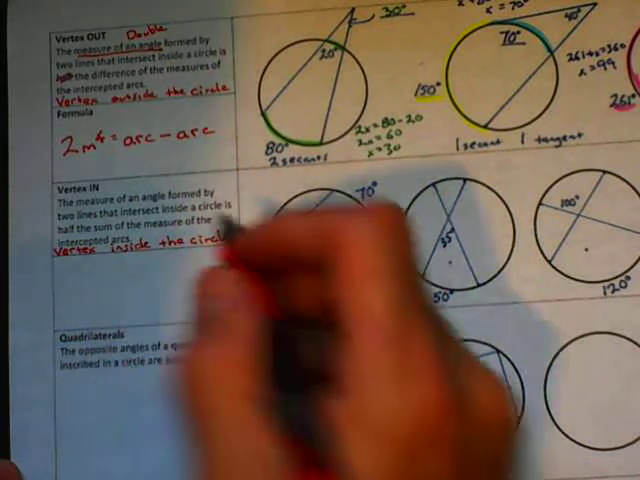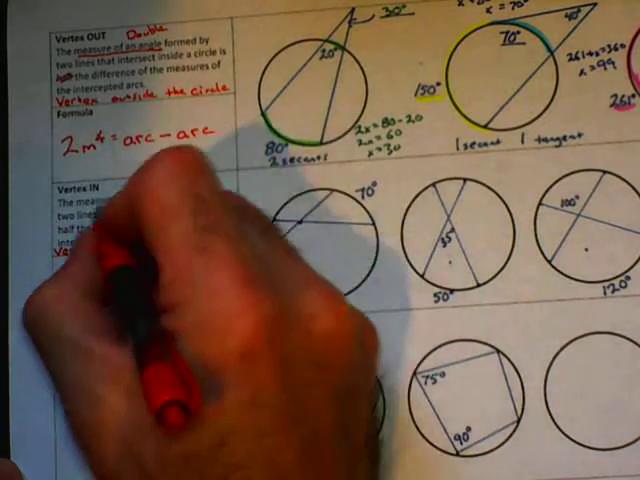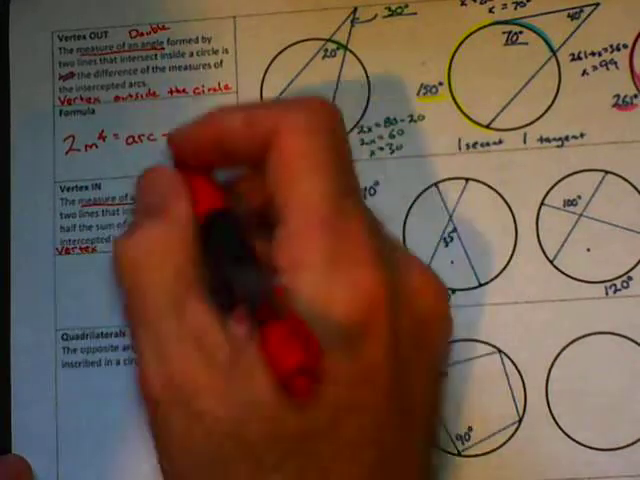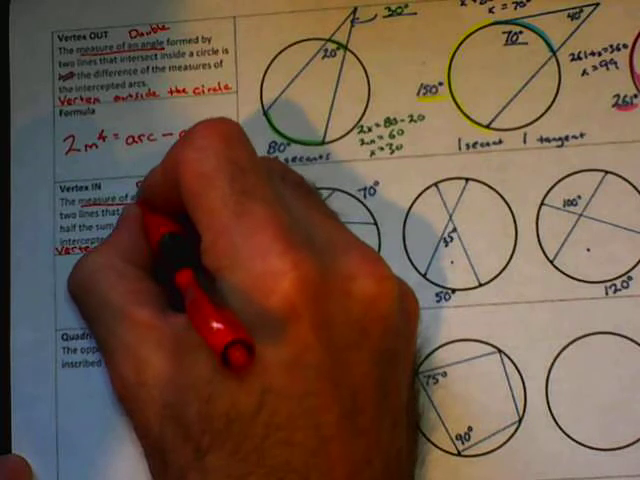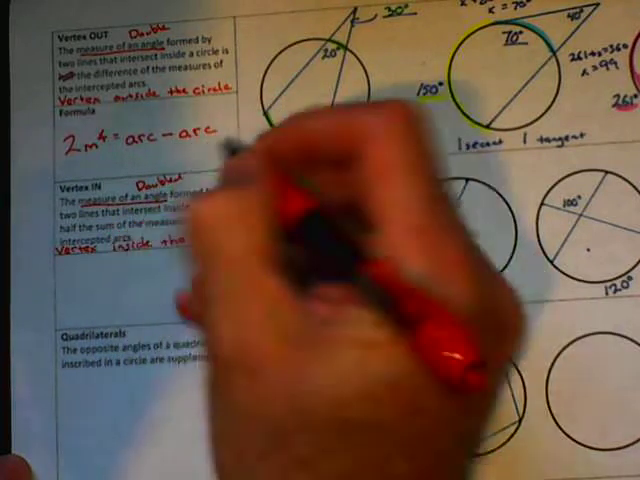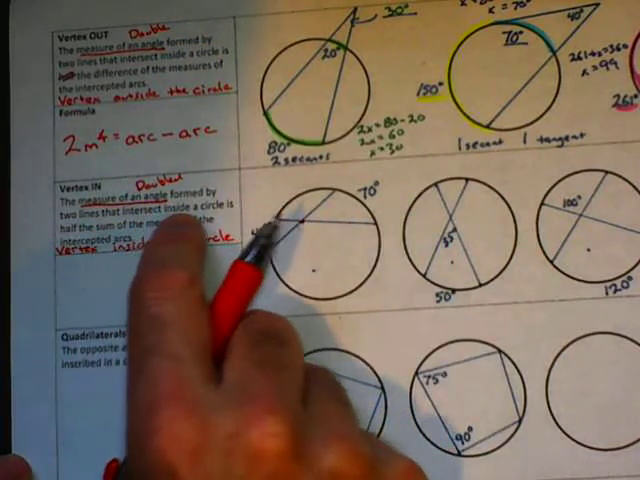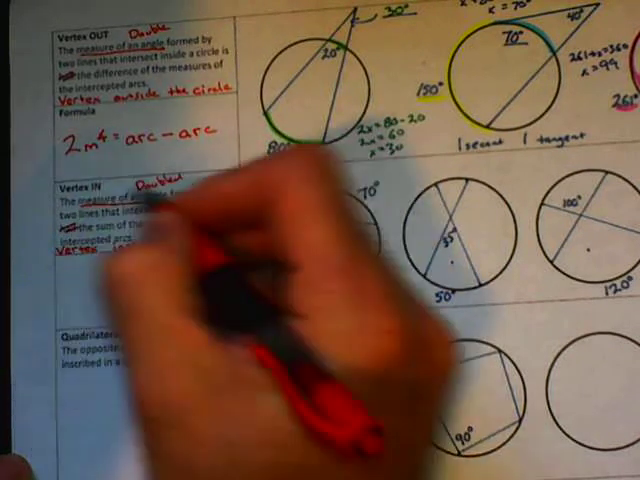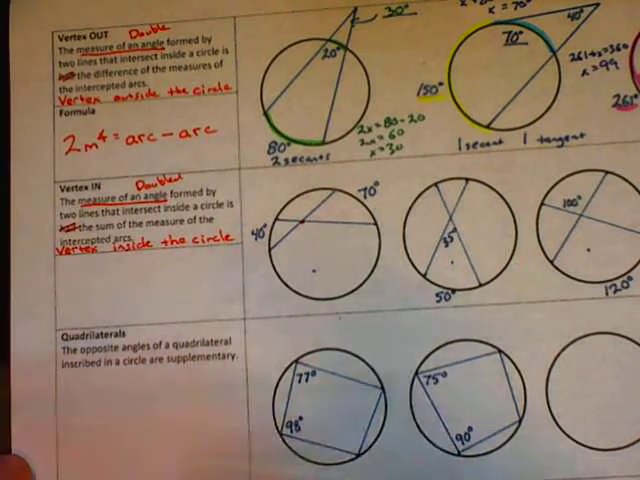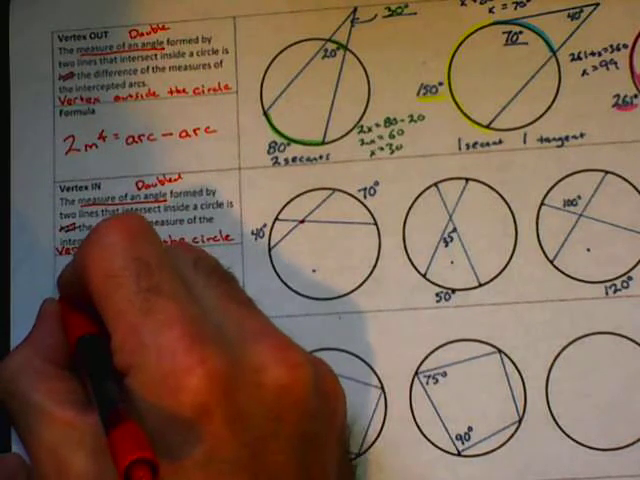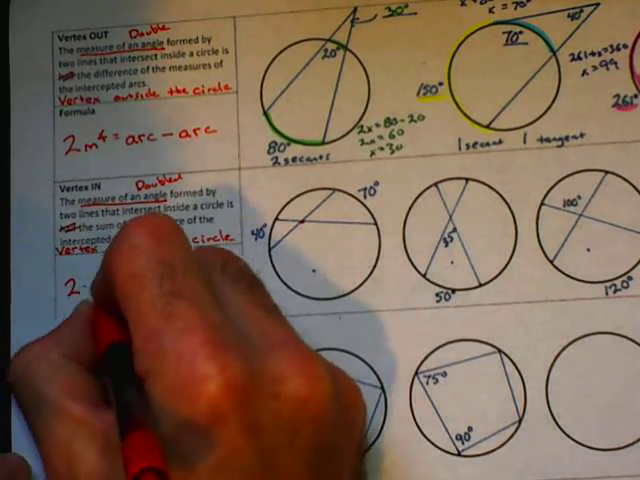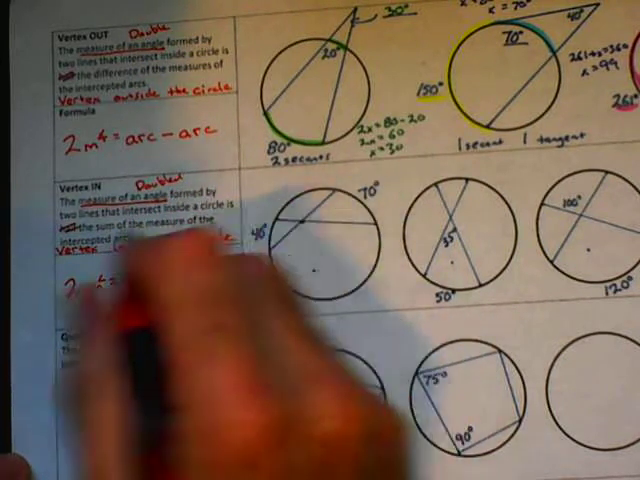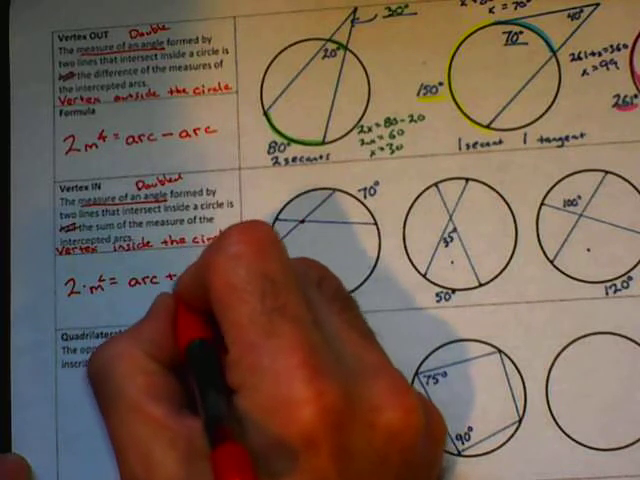In this case, the measure of the angle, and again we're going to double this so we don't have to take the half of the other, the measure of the angle doubled, formed by two lines that intersect inside the circle, is the sum of the measures of the intercepted arcs, because we're doubling both sides. So we have 2 times the angle measure equals arc plus arc, the sum of the measures of the intercepted arcs.